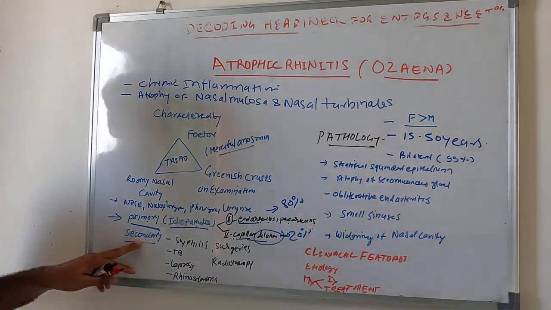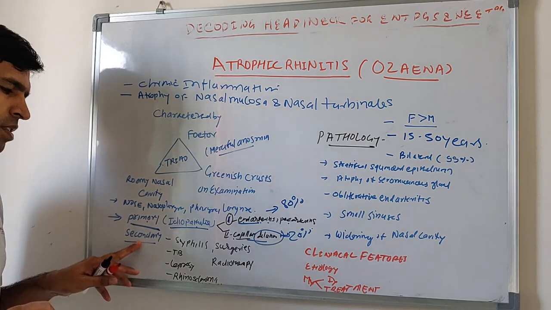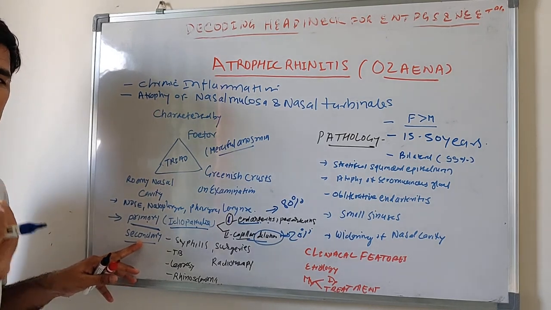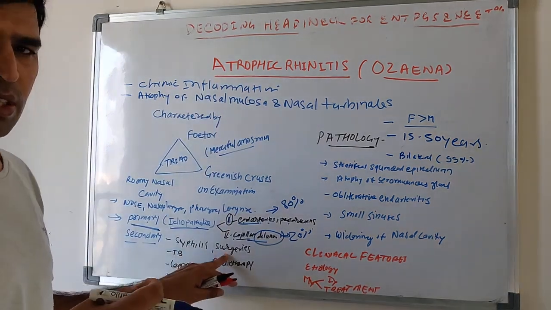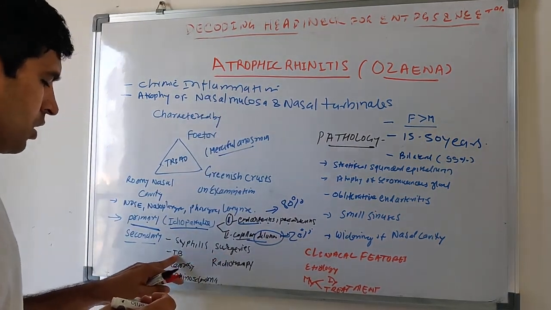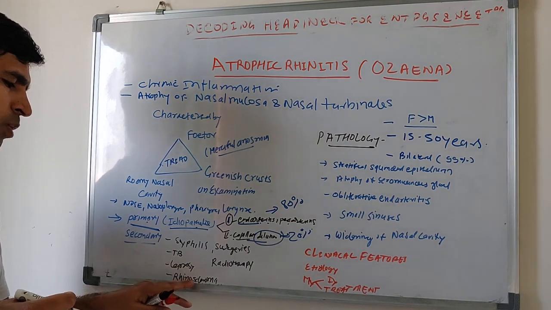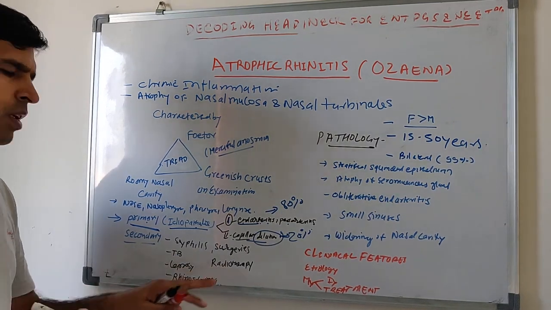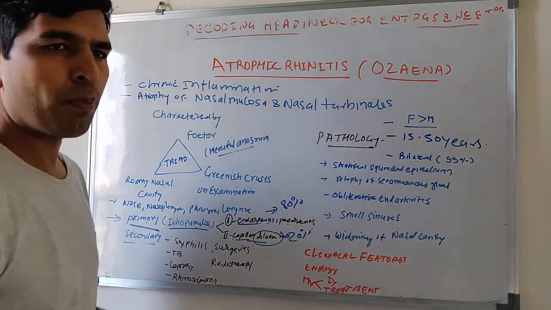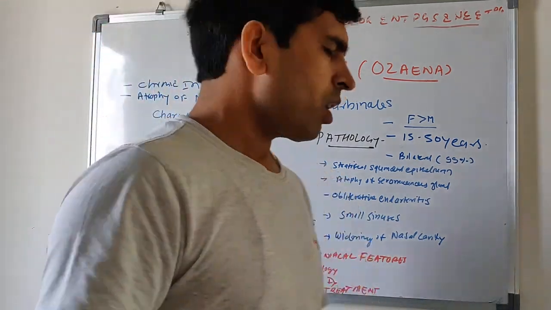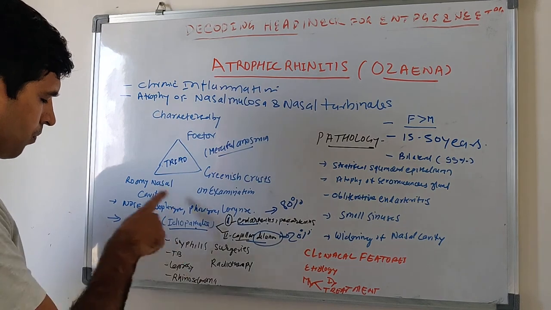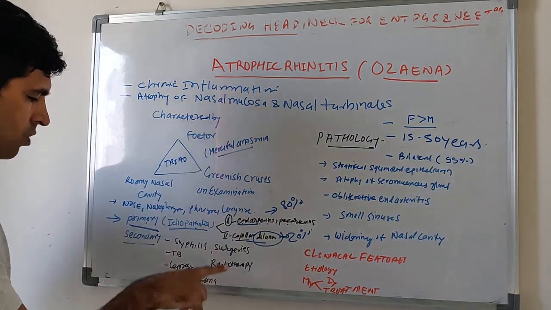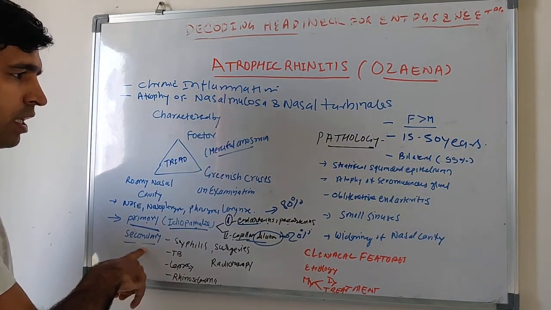In secondary atrophic rhinitis, the causative agent is known. It may be found in syphilis, extensive surgeries, tuberculosis, leprosy, rhinosclerosis, or radiotherapy. These lead to atrophy of nasal mucosa or atrophy of nasal bones, meaning the turbinates. So this is secondary atrophic rhinitis.